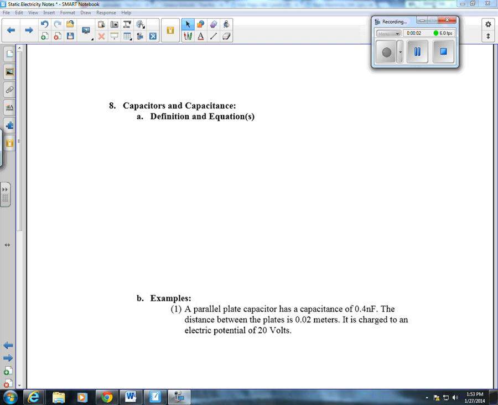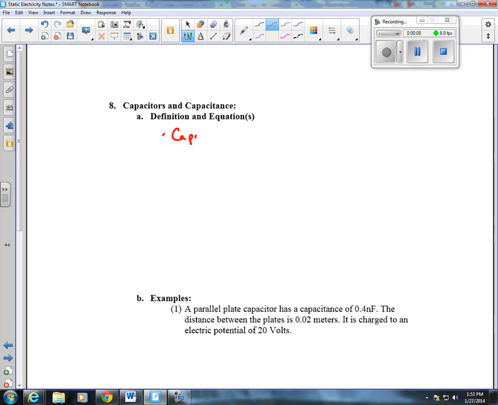We're going to finish up our static electricity unit by talking about capacitors and capacitance. A capacitor is a device which stores charge. And capacitance is the ability, or how well, something stores charge.